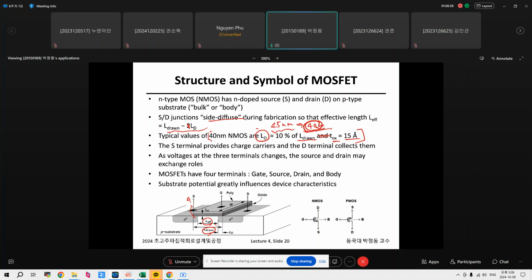Also, the S terminal provides charge carriers and the D terminal collects them. Okay, this S is the source because it provides the charge, and D is the drain which collects the carriers, right? So eventually you can see this symbol. So we notice there exists the body, right?